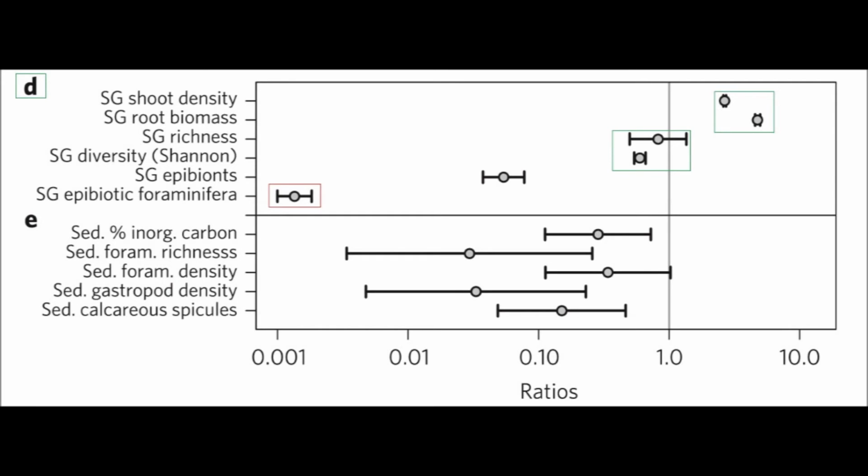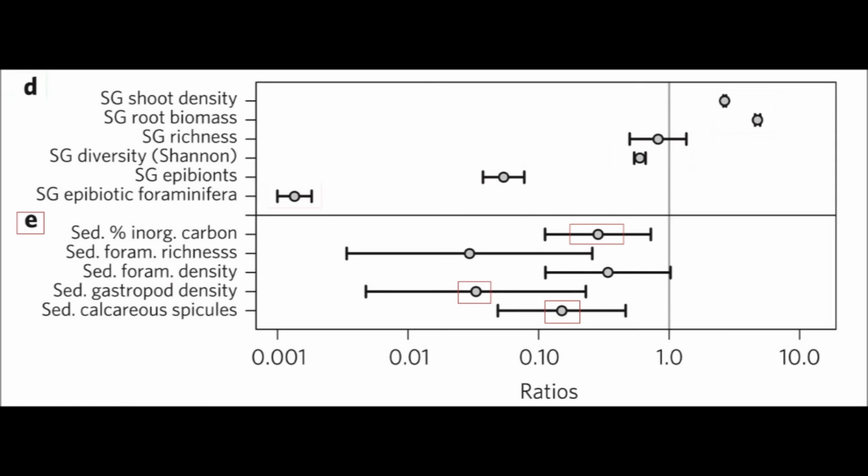Figure D represents seagrass communities found at the sites. Both density and root biomass has increased overall by 3 to 4 times at elevated CO2 sites. However, as seen with coral communities, species richness and diversity has decreased. Carbonate organisms and epiphytes living on the leaves of the seagrass communities were reduced almost to zero in close proximity to the CO2 seeps.